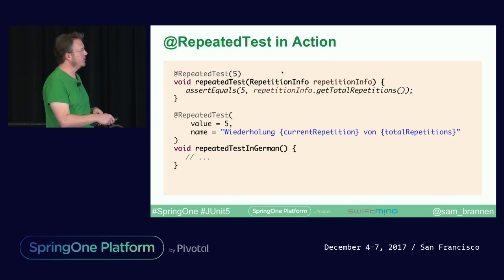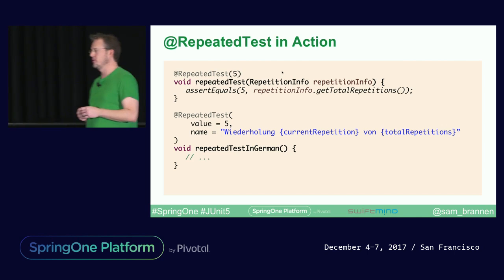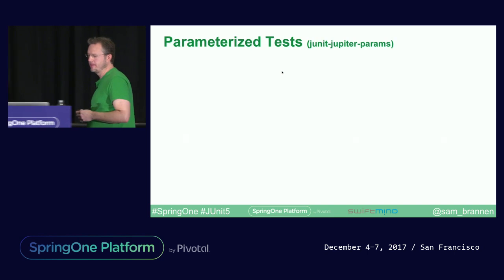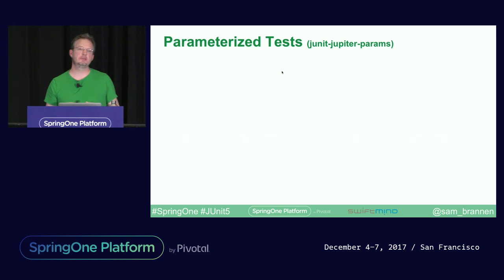So this would end up printing out stuff like Wiederholung 1 of 1 und 2, so 1 of 2 and stuff like that, instead of the default. So that's a core feature we have now in JUnit Jupiter. And the other thing we have is parameterized tests. So that was a feature in JUnit 4, but much less powerful and much more cumbersome to work with.